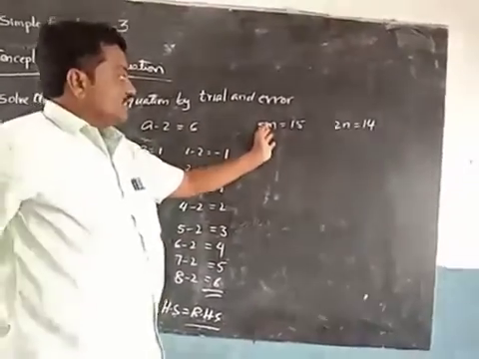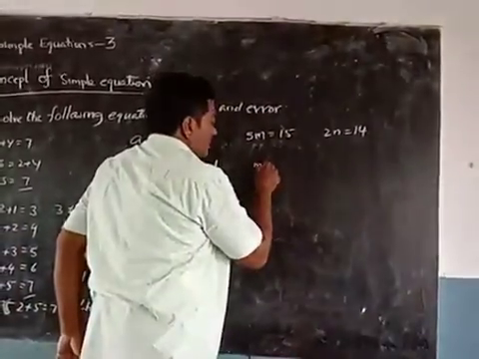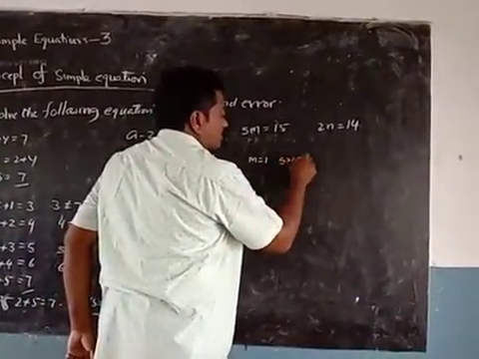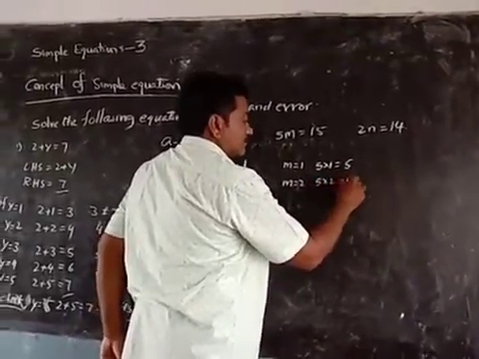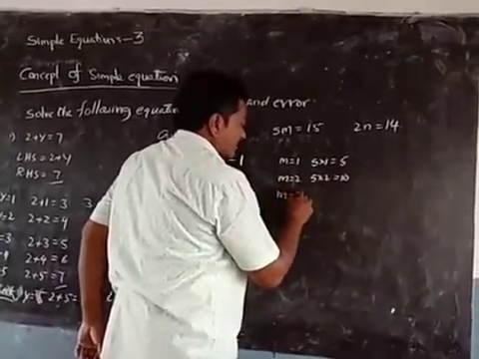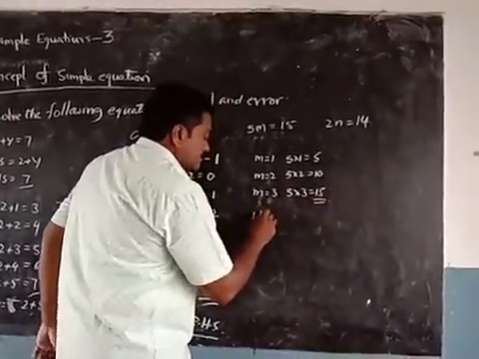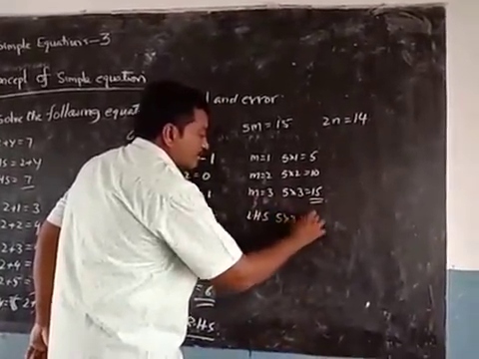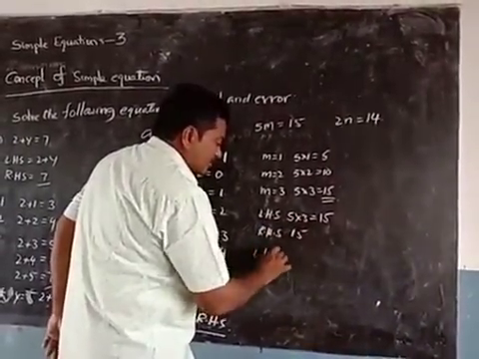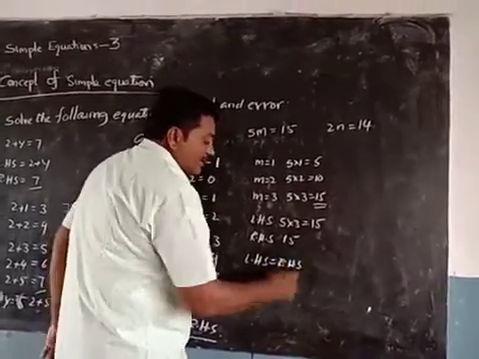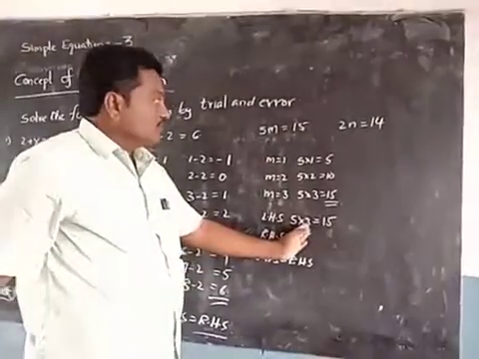Another example, it is a multiplication. 5m equal to 15. Where m equal to 1, 5 into 1, 5. And m equal to 2, 5 into 2 equal to 10. So not equal. m equal to 3, 5 into 3 equal to 15. It is a solution. So LHS is 5 into 3 equal to 15, where RHS is 15. So LHS is equal to RHS. So when the LHS and RHS are equal, that is the solution of the equation. So m equal to 3.